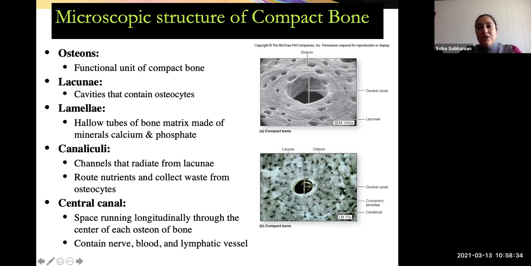Now, what are the structures within the osteon? One of the things that you have is lacuna. So remember, again, these words should not be new to you guys. These little dots that you see going concentric within the osteon are called lacuna. And these are basically little housing or cavities for the cells called osteocytes.